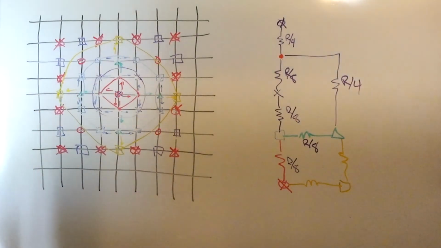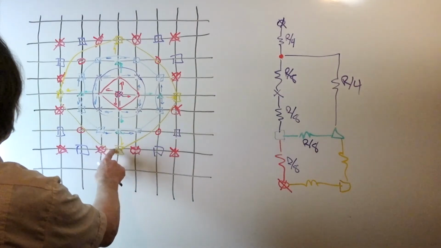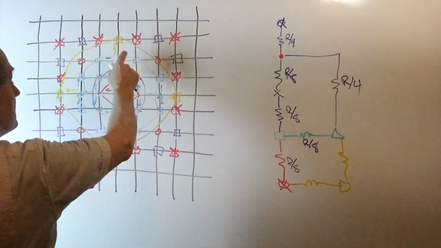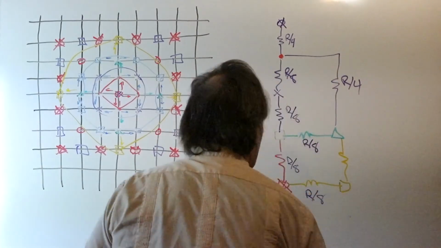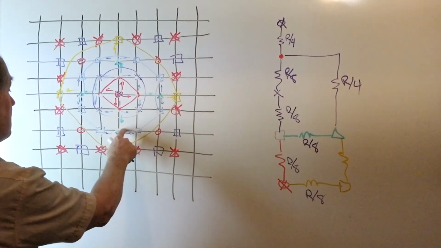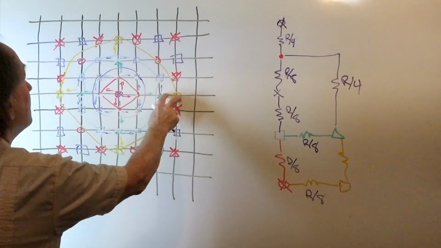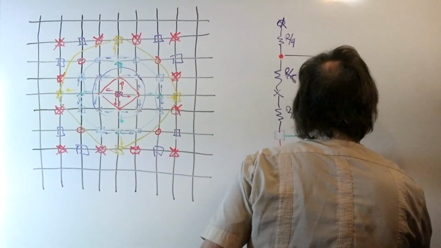equivalent resistance. So from the red X to the yellow square, we have 1, 2, 3, 4, 5, 6, 7, 8. So the equivalent resistance is R over 8. How about from the yellow square to the green square? There's 1, 2, 3, 4. So this is R over 4.